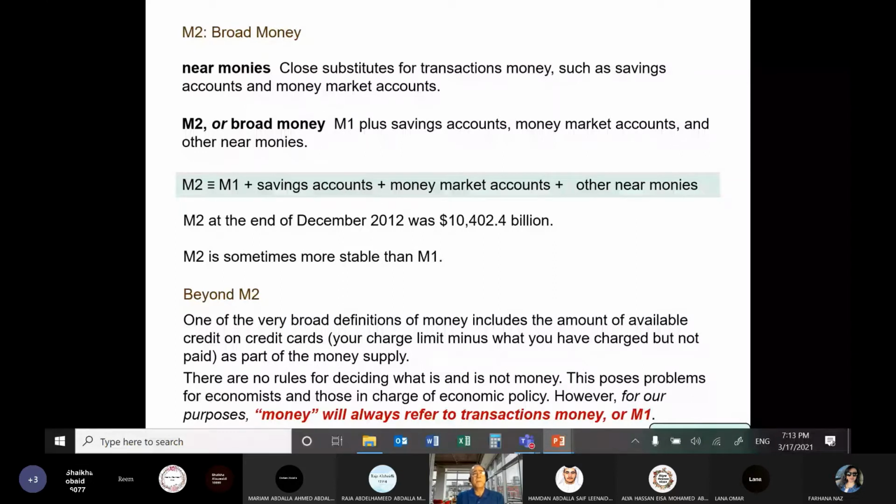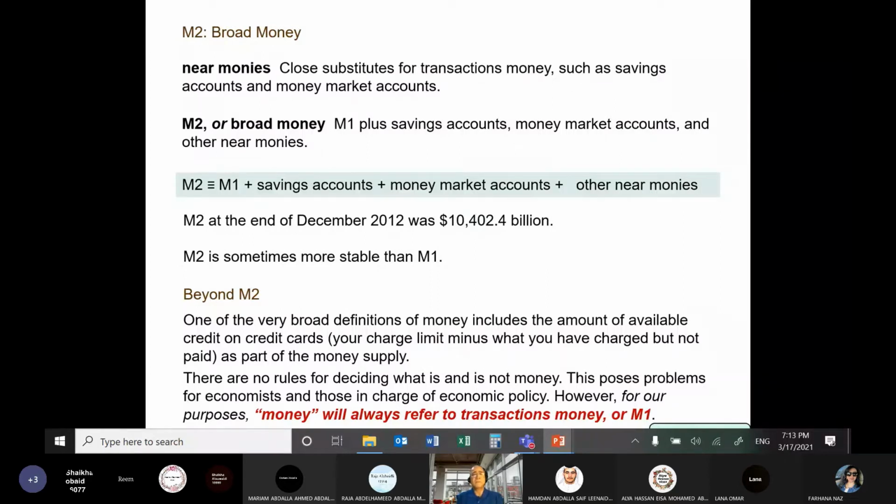M2, or broad money, is M1 plus savings accounts, money market accounts, and other near monies. So what is M2? M2, as you see in the highlighted part, equals M1 plus savings accounts plus my account in the financial market and other near monies close to them.